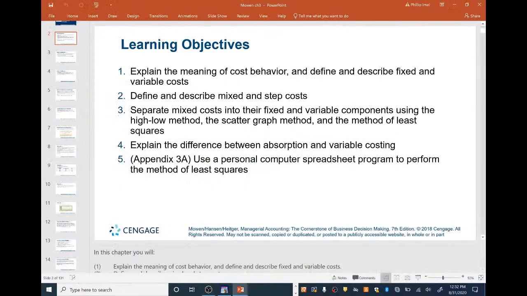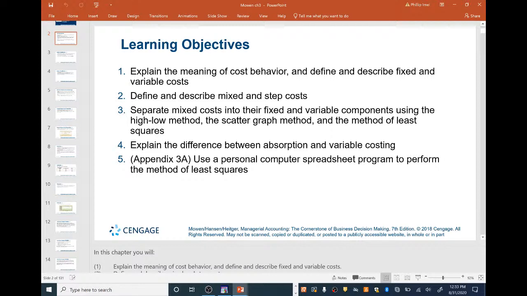All right, define and describe mixed and step costs. Separate mixed costs into their fixed and variable components using the high-low method, the scatter graph method, and the method of least squares, also known as a regression method. Then we want to lastly explain the difference between absorption and variable costing.